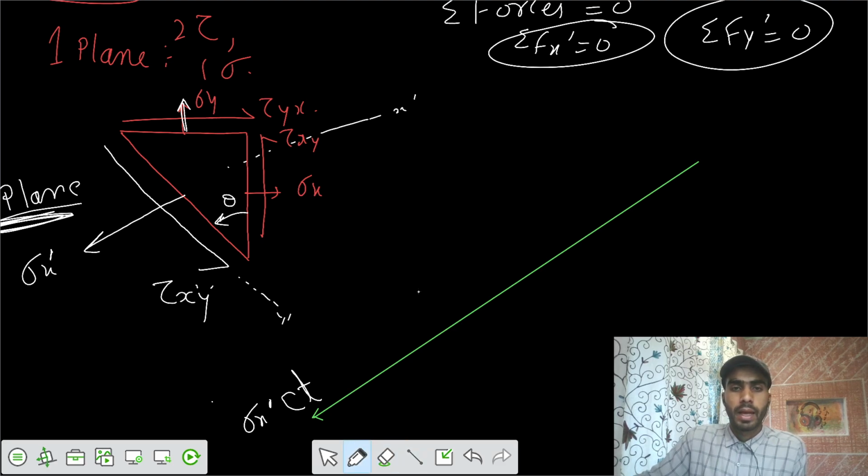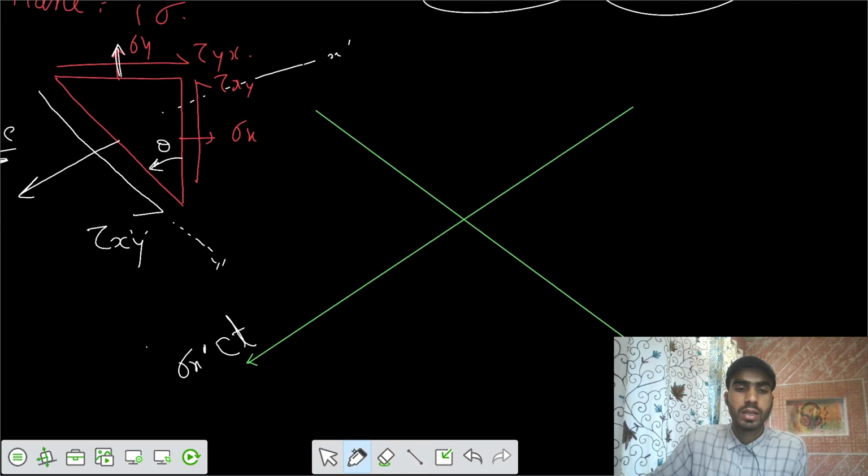So let me make one more diagram. Let's say sigma y is acting in this direction. Let's make four directions. So this is sigma x, then after that, this is sigma y, and this is some y dash direction. On this plane, tau xy dash is acting, which we can write as times c into t.